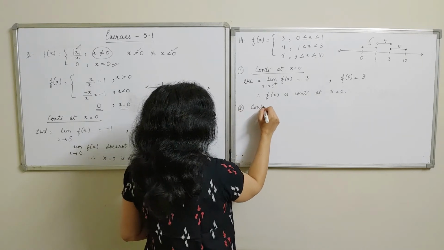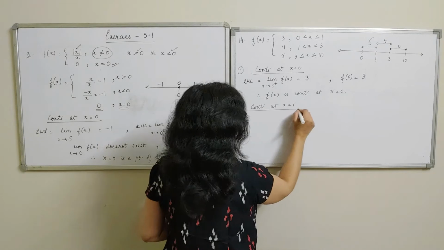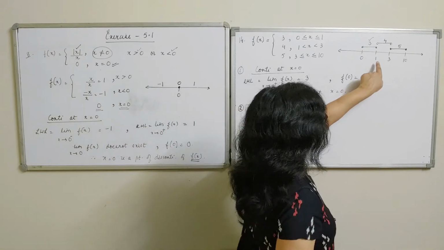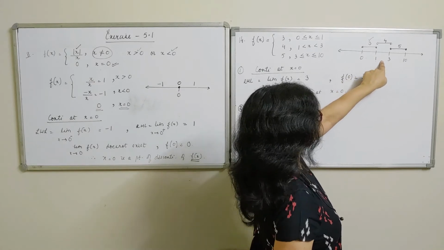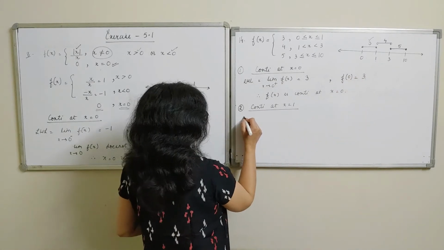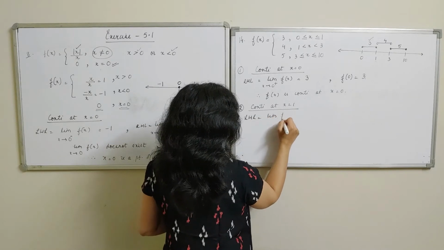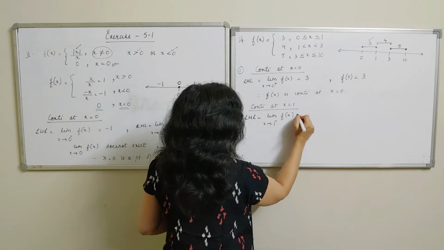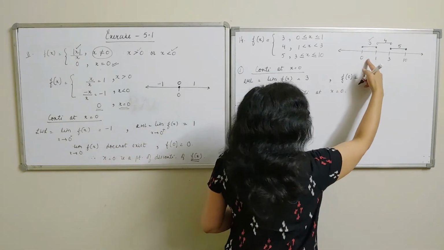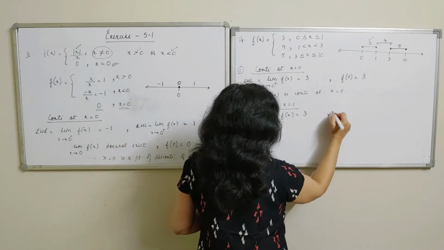We will check here continuity at x is equal to 1. You will approach 1 from the left side and from the right hand side as well. So we will find out here the left hand limit and the right hand limit. The left hand limit of the function when x is less than 1, it is a constant function, so left hand limit is 3.